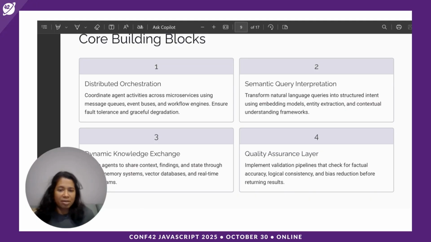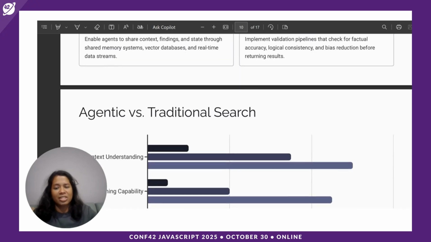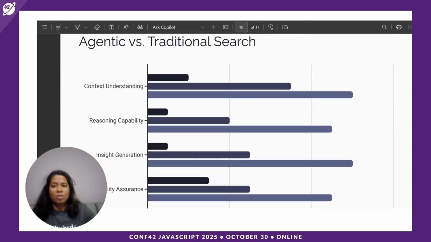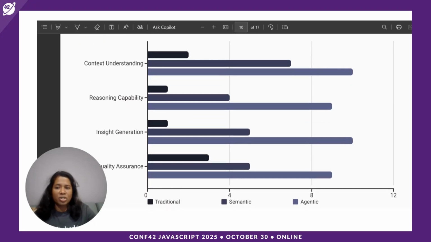Quality assurance layer. It implements various validation pipelines that check for factual accuracy, logical consistency, and bias detection before returning the results. This slide is a comparison between agentic and traditional search. So we see four different key parameters, which are the KPIs: context understanding, reasoning capabilities, insight generation, and quality assurance. And in all of them, we can see that the agentic searches are performing way better than both synthetic as well as the traditional search methods.